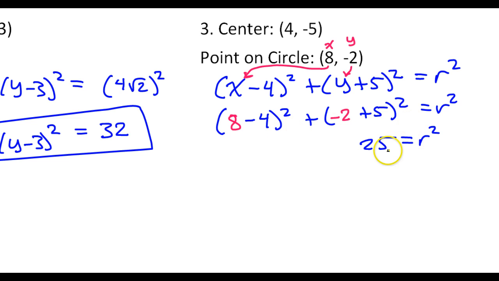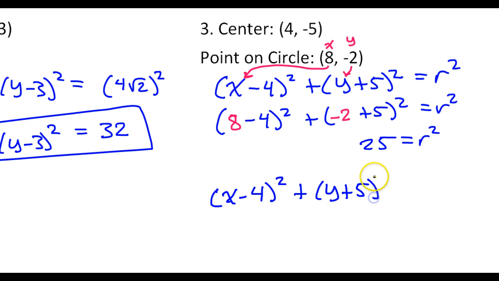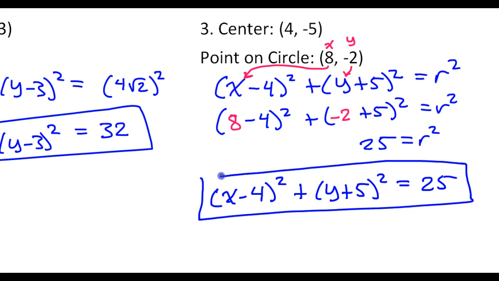So I will just take this and put it back in. So the final answer is going to be (x minus 4) squared plus (y plus 5) squared, which came from the center. But now I know what the radius squared is. It's 25. Notice I don't need to take the square root. I don't want the radius, I want the radius squared, and that's what this is. Here endeth the lesson.